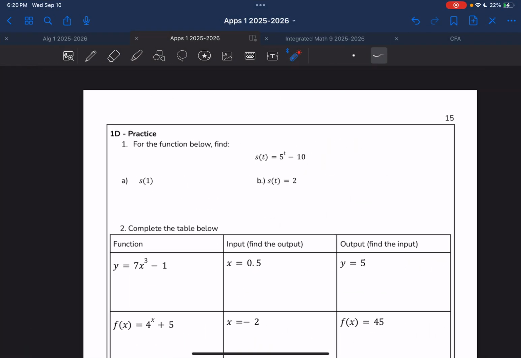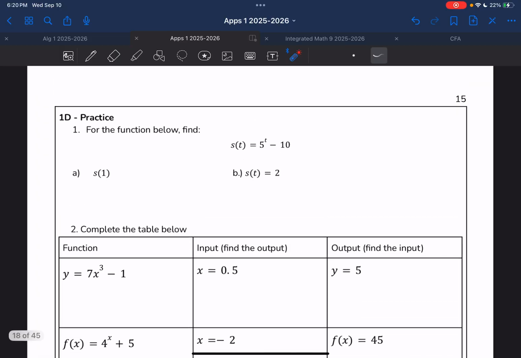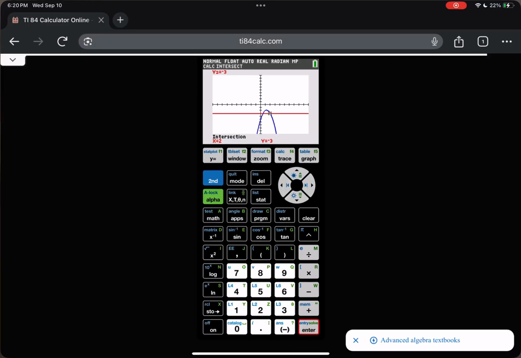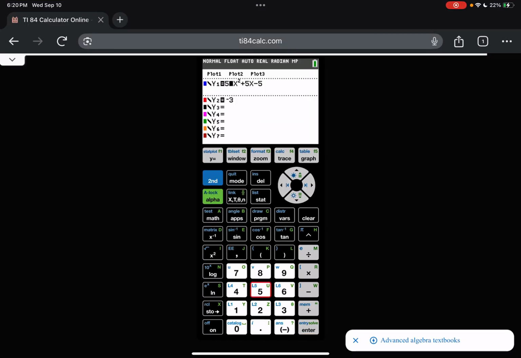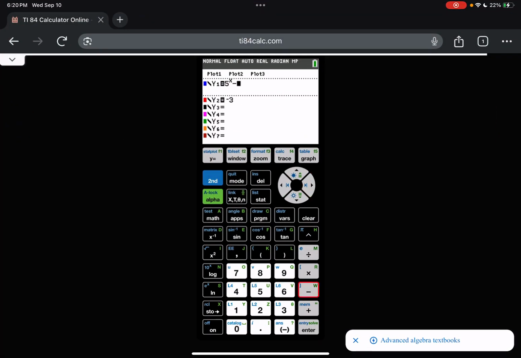All right, so now let's do some practice with that. This is finally on page 15. The first function we're going to be working with is s of t equals 5 to the t minus 10. So I'm going to go to my y equals. I'm going to put 5 to the x power. Probably should have just deleted the whole function to begin with, but yeah. 5 to the t, 5 to the x. So just always input x no matter what the variable is. Minus 10.